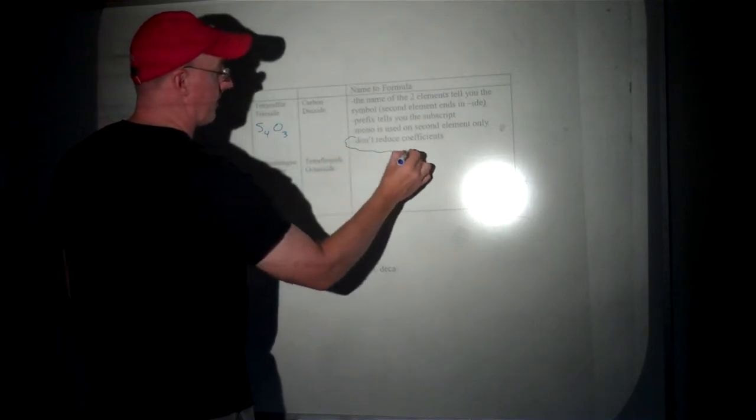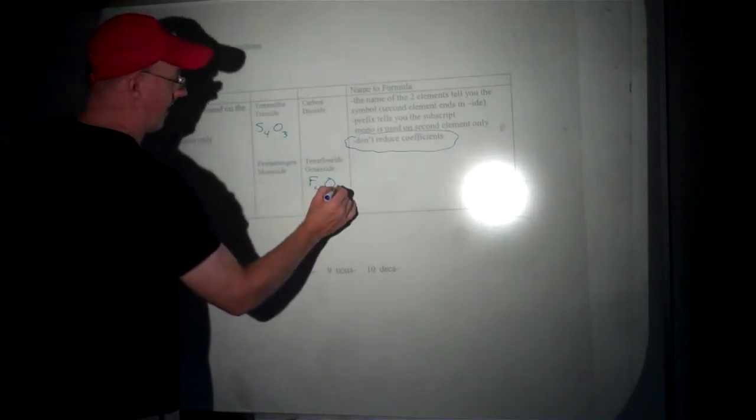Going the other way around, if you're given the name, go to the formula. These are pretty straightforward. My board's not erasing super well. Tetrasulfur, so you know there's sulfur in it. The question is, what's the prefix or the subscript? Tetra is 4, so S4. Oxide is O. Tri is 3, S4O3. These you don't reduce the coefficients. Kind of weird. It's just the way it works.